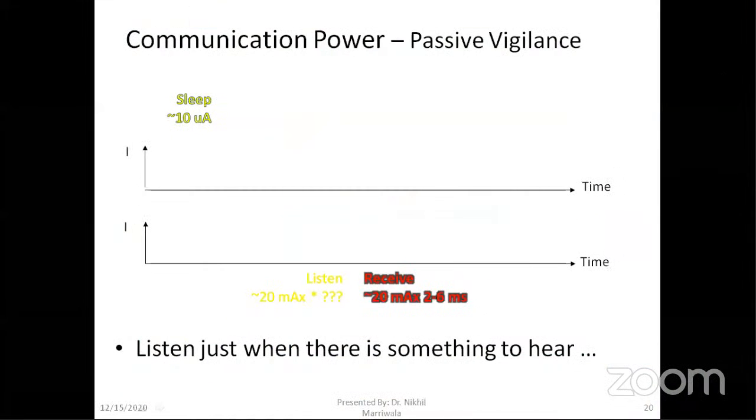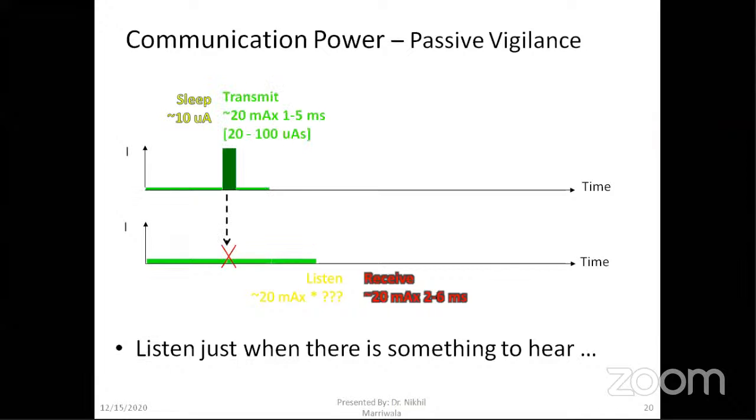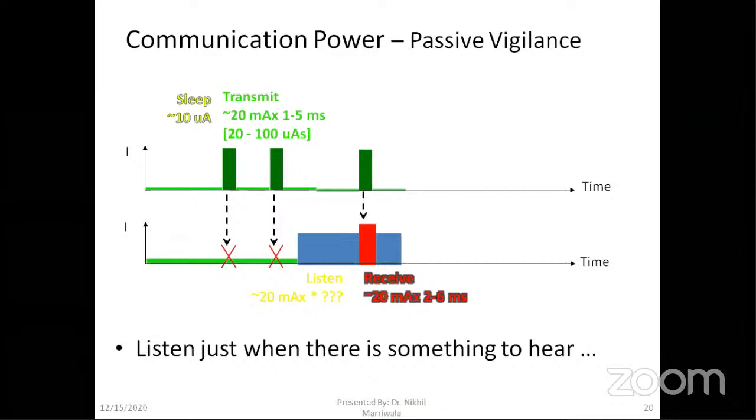So now, if you see communication power or passive vigilance, this is how. I'll just show you this. Listen just when there is something to hear. You're sleeping at that point, then transmit, then receive at this point, right? So if you see, this particular chart is telling us the communication power of passive vigilance, right? Listen just when there is something to hear. So we are saving power in that case.